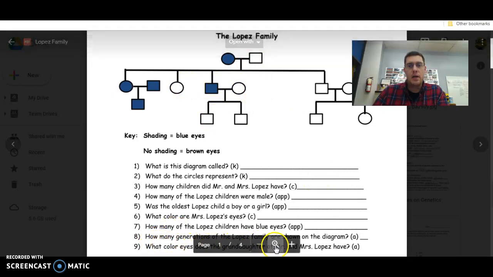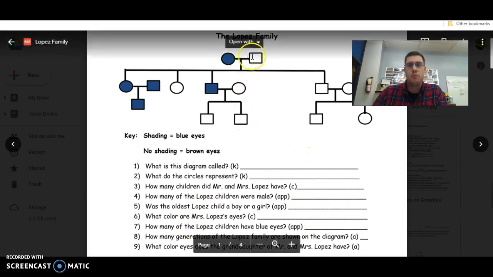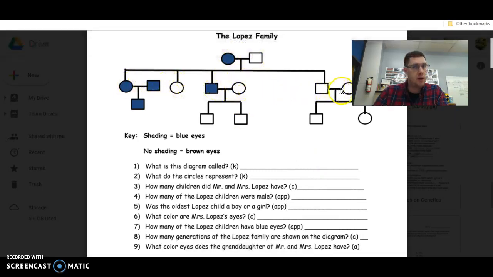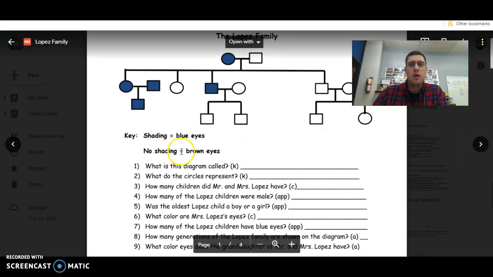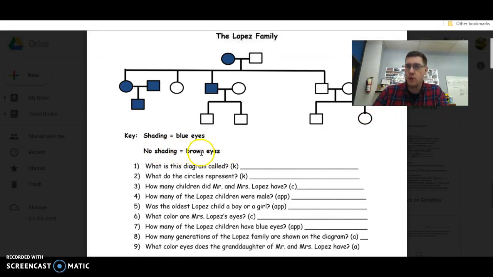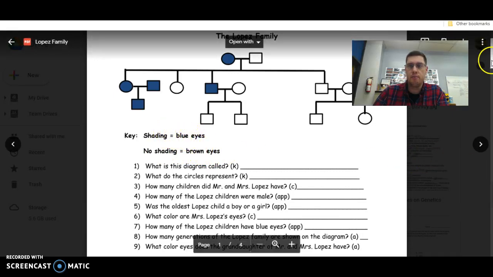What color eyes does the granddaughter of Mr. and Mrs. Lopez have? This is question 9. This is Mr. and Mrs. Lopez. These are their children and their children's spouses, if they have any. These down here are the Lopez grandchildren. There's one shaded in over here, but that's a boy. So we're trying to figure out what color eyes the grandchild who is a girl, the granddaughter, has. Well, if it's not shaded in, then she has brown eyes. No shading brown, shading blue. So number 9 is brown eyes.